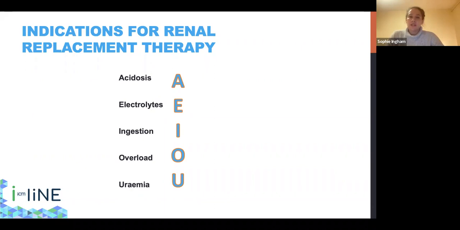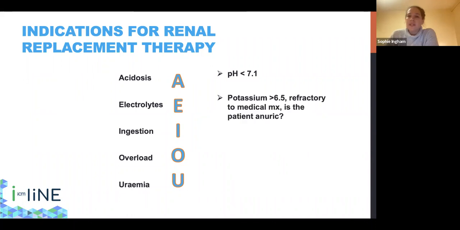So with acidosis, severe acidosis, a pH of less than 7.1, but you can often get patients in DKA who present with a pH of less than 7.1, and you don't initially dialyze them. So again, it is dependent on the underlying cause of the acidosis. Then a potassium of greater than 6.5, which is resistant to medical management, and particularly in those patients who are anuric because they've got no real way of getting rid of that potassium.